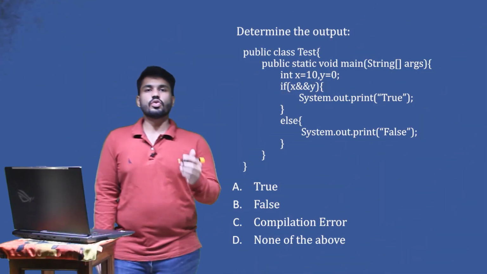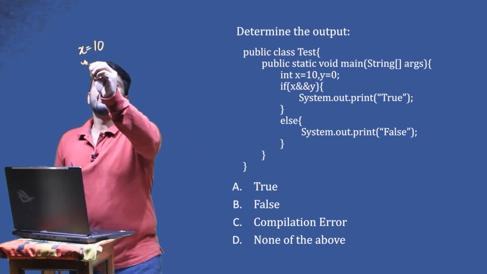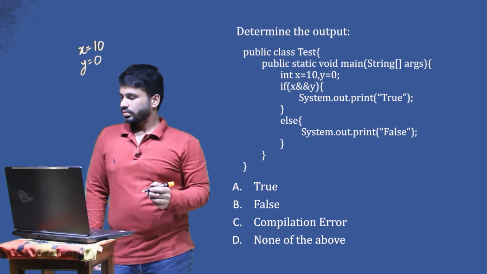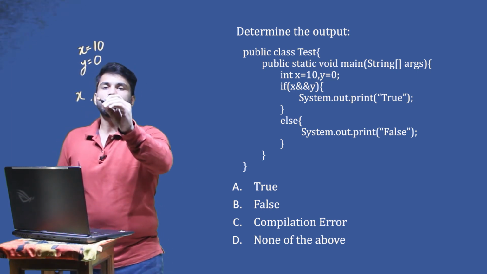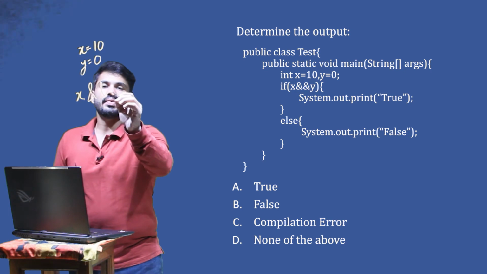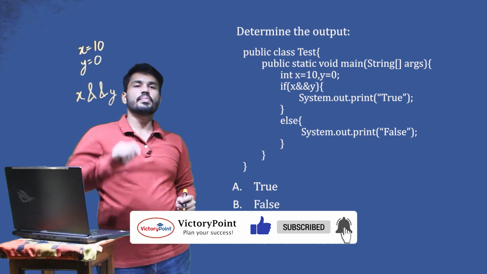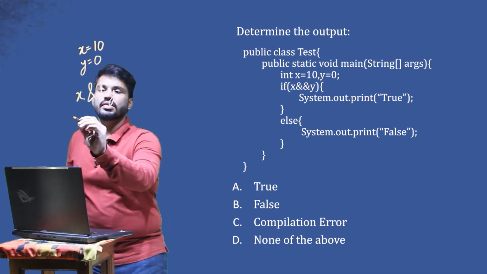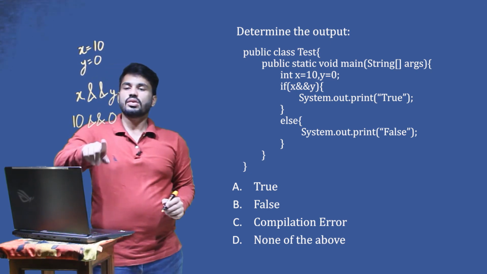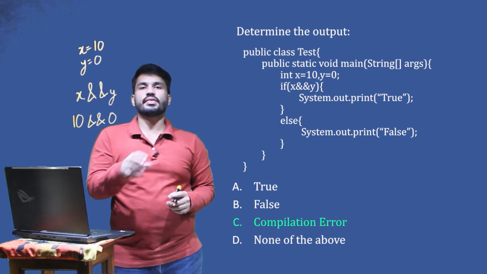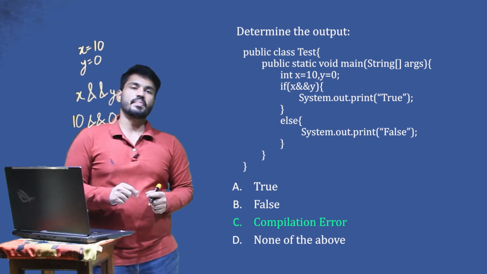In the next question, we have two integer variables, x and y. X initialized to 10, y initialized to 0. In the if condition, we have x and y. So this is a Boolean operator which takes two Boolean inputs, but x's value is 10. So this is equivalent to writing 10 and 0. So Boolean operators need Boolean operands to function. That is why this will give a compilation error, and our answer is C, compilation error.